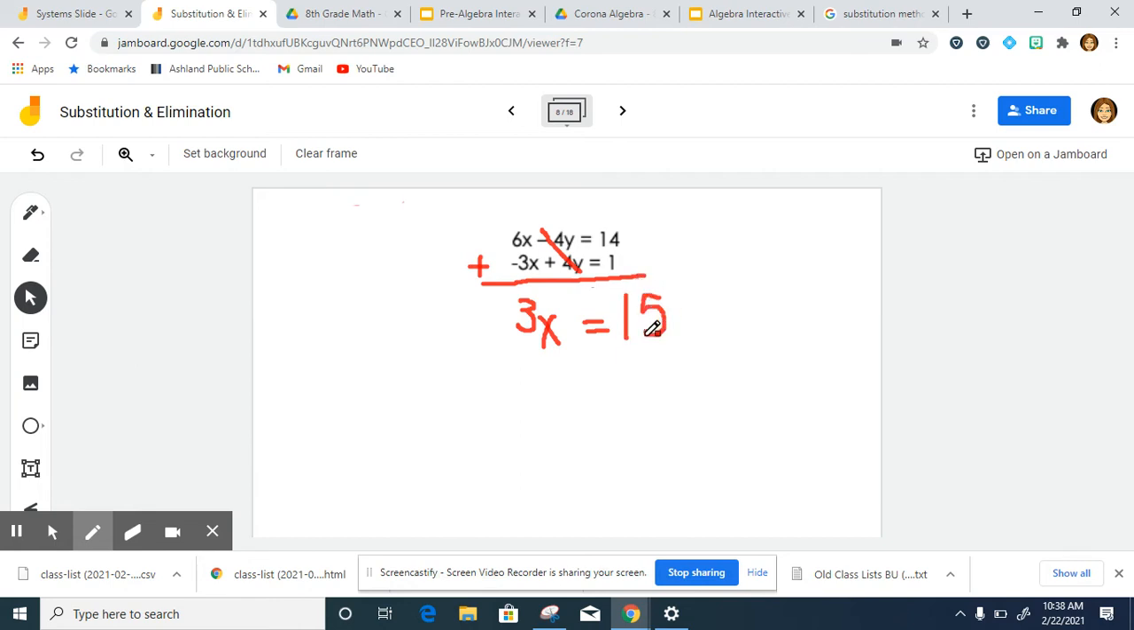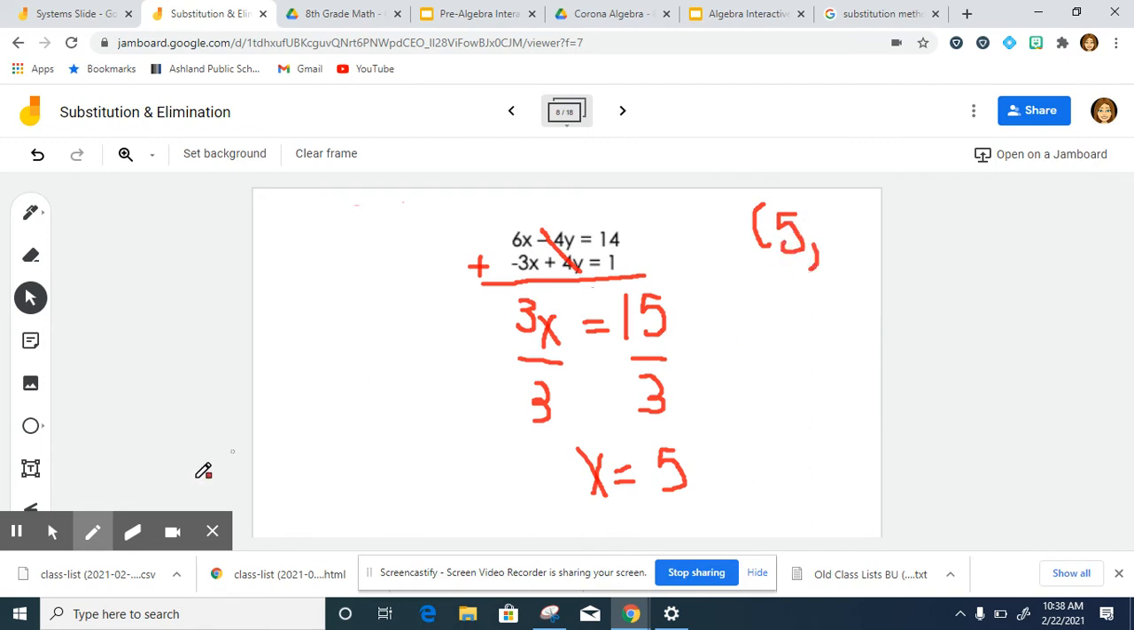So now we have an equation that just has an x in it that we can solve to find out what x equals. In this case, x would equal 5. But a solution to a system is an ordered pair. All we know right now is that our x number is 5. We still need to figure out the y number.